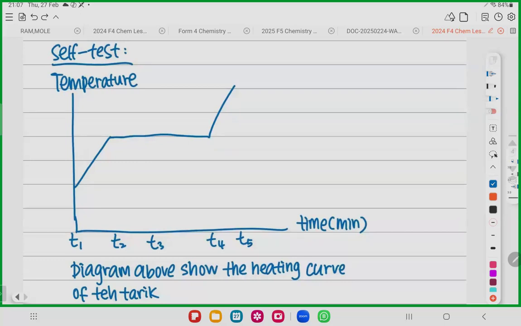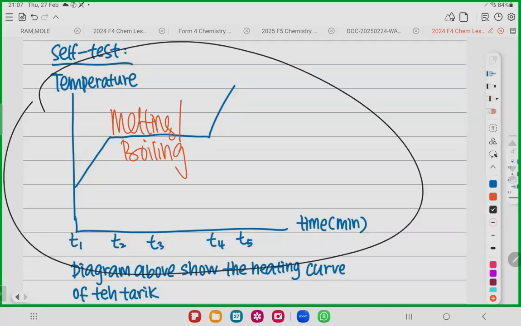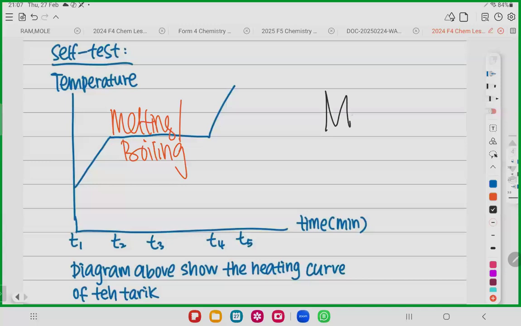So when you only have one staircase, you all have to be careful, because I told you one staircase might be melting or one staircase might be boiling. So guys, make a wild guess. This staircase is melting or boiling? M or B? You think this one staircase actually is melting or boiling?